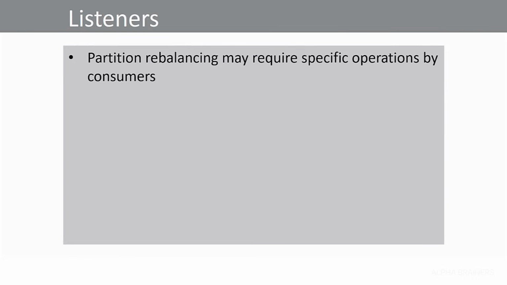Okay, so far we discussed the fact that we could have this process called rebalancing occur. Now we're going to talk about something called rebalancing listeners. The idea is that if rebalancing occurs, we may have to have some operations performed by the consumers. For example, if a consumer has been assigned to a new partition, then anything it's been doing with the previous partition, it may have to finish up before it moves on to the new partition.